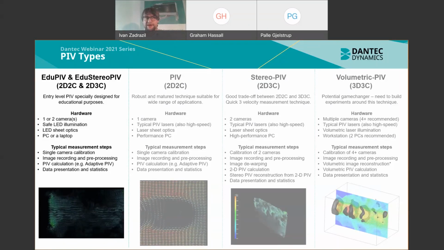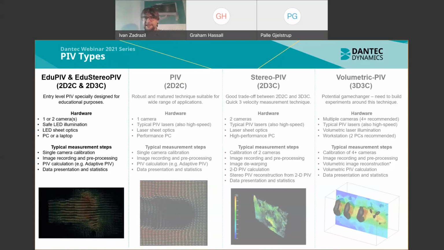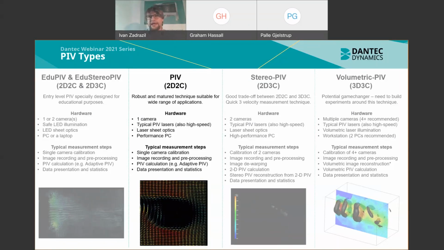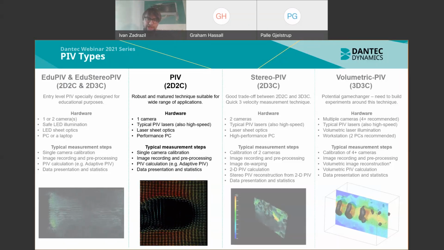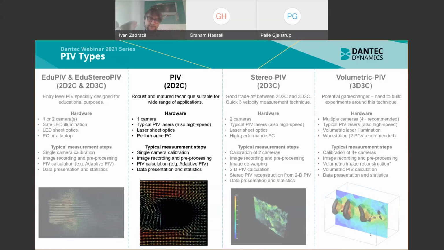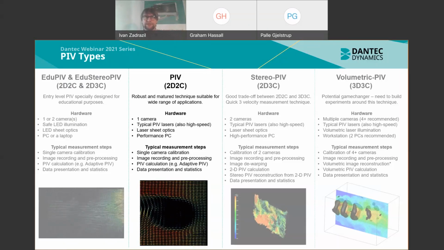Then we do PIV calculation, and finally we can present the data and do some statistics. On the other hand, the second part is going to be on research-grade PIV systems. So let's start with 2D 2C PIV. 2D means that we are measuring in a plane, and 2C that we are measuring two velocity components.